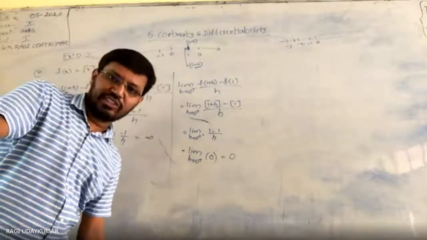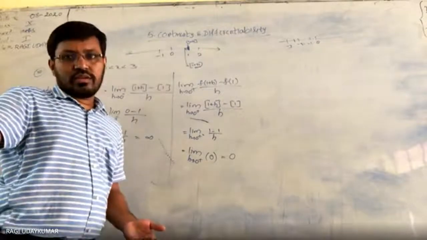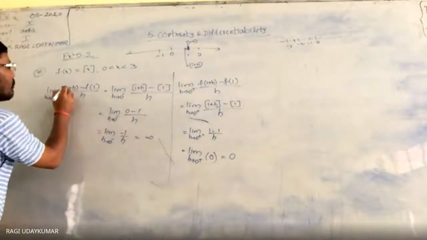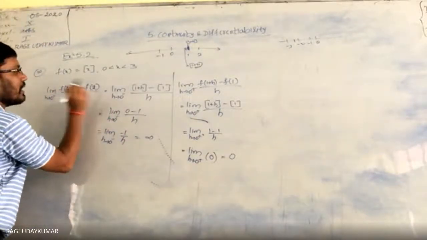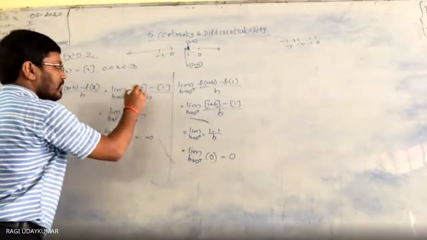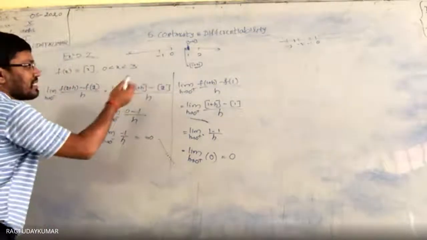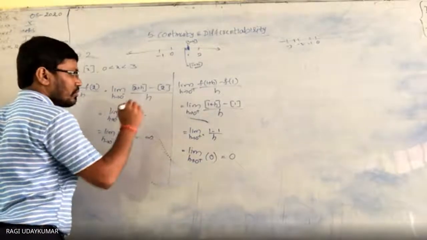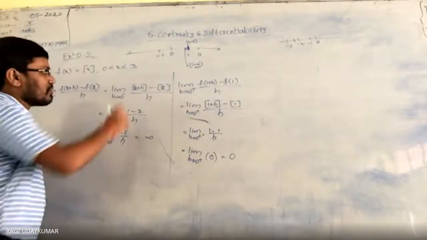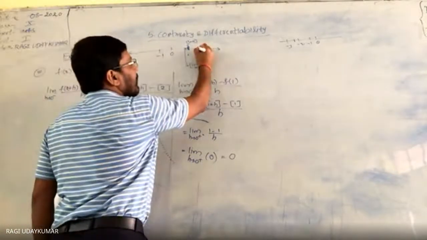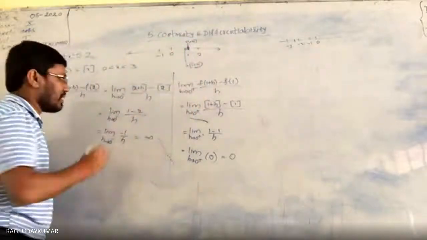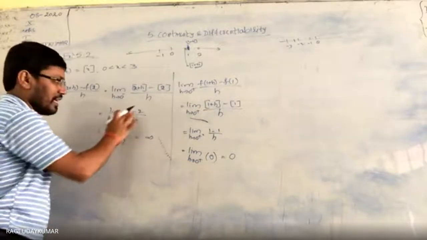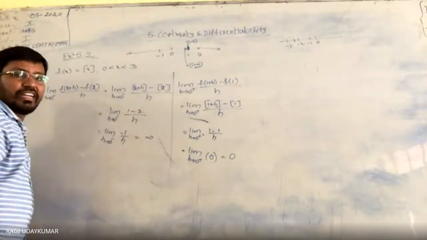To prove that it is not differentiable at x equals 2 as well, what to do? Here you need to take 2 plus h whole. So this value will become 1 and this value will become 2. Because 2 plus h is nothing but here, the greatest integer function is 1. So 1 minus 2, so minus 1 by h, the same you will get. Here also minus 1 by h, here also infinity you will get.